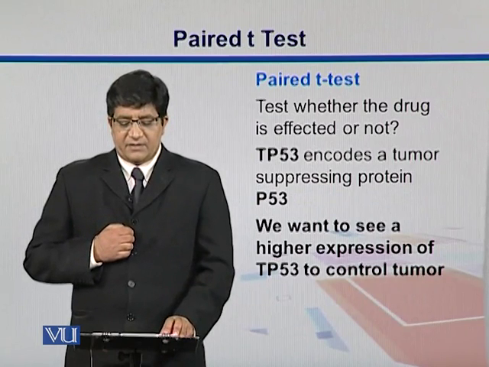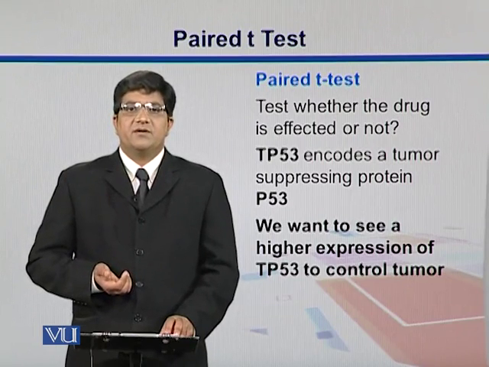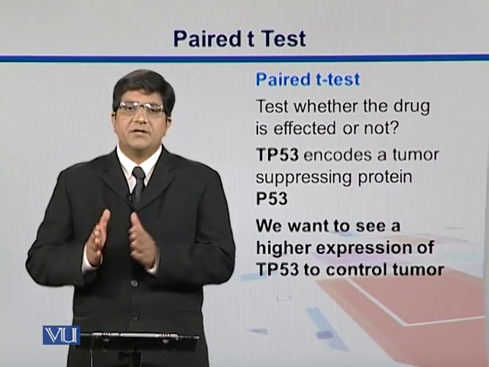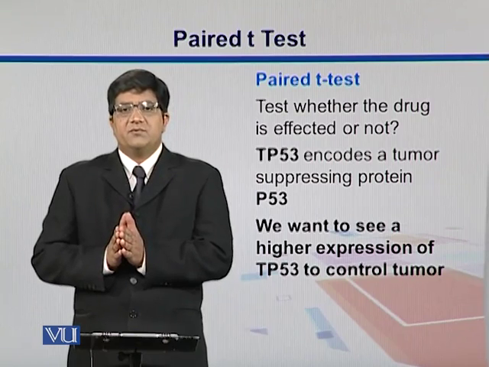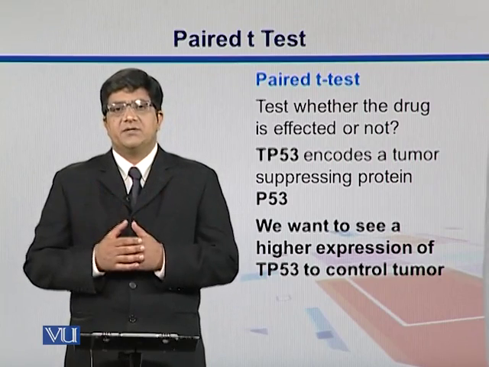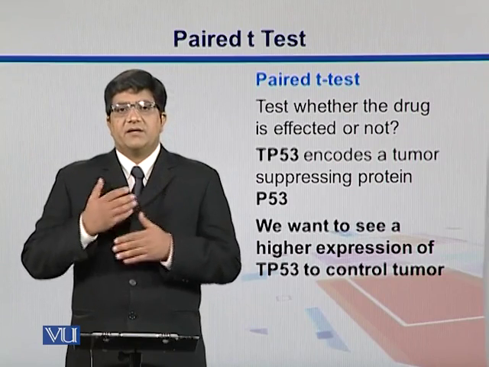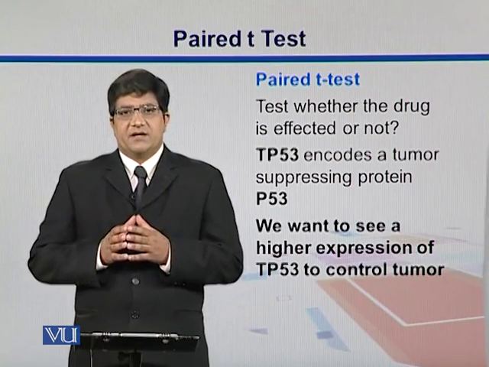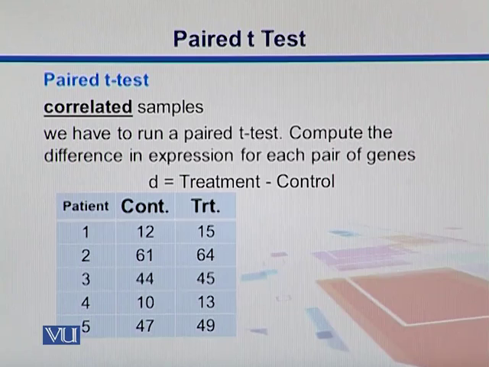We want to test whether the drug is effective or not. For this drug to be effective, we want to see higher TP53 expression. So after treatment, there should be more P53 protein in these cells. Since we are doing expression studies and capturing messenger RNAs, our hypothesis is that the gene expression is higher. Since these samples are correlated, we have to run a paired t-test. We can compute the differences in expression for each pair. We define those differences as treatment versus control.